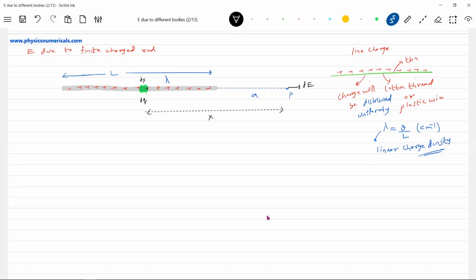Whatever the type of charged body, you have to assume an elemental structure. For a line charge, the elemental structure will be a small elemental length. Then dq should be equal to lambda into dx, the charge of that elemental piece. Now from electrostatics, dE should be equal to k dq by x square. This is the electrostatic field at point P due to this elemental charge. Field at point P.